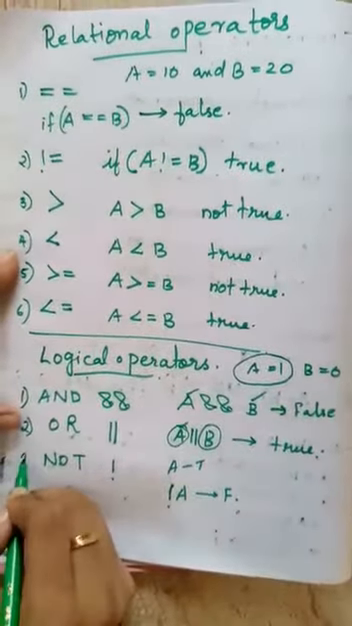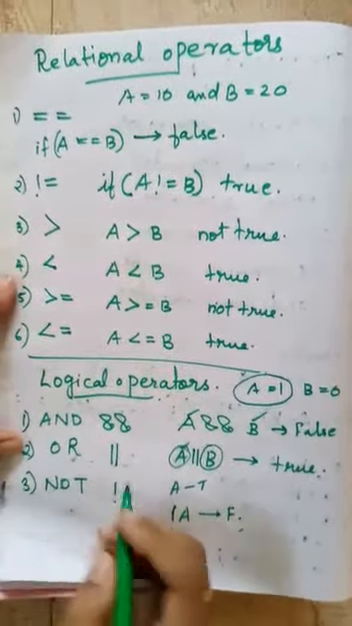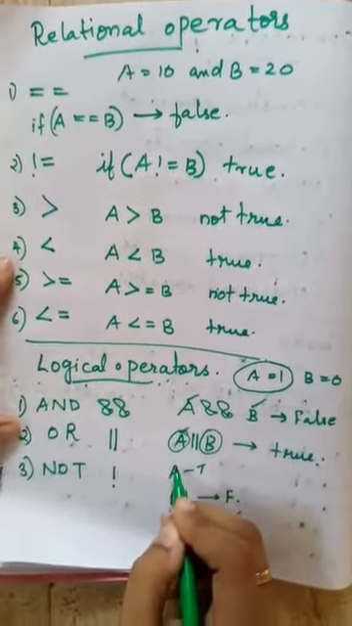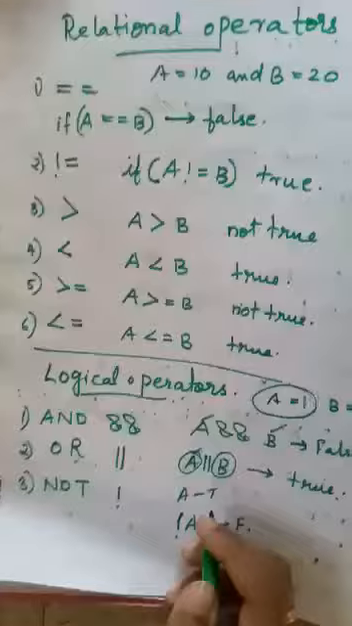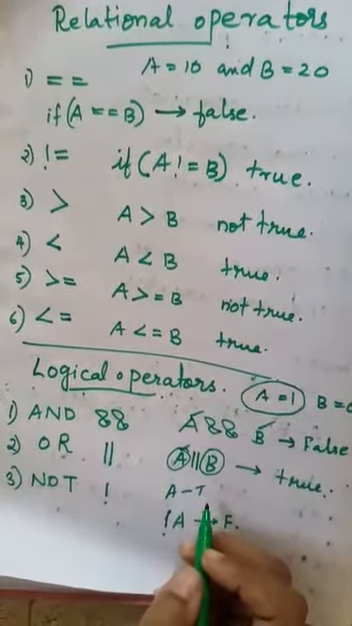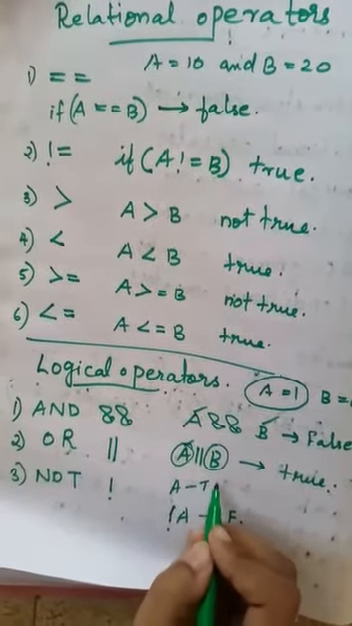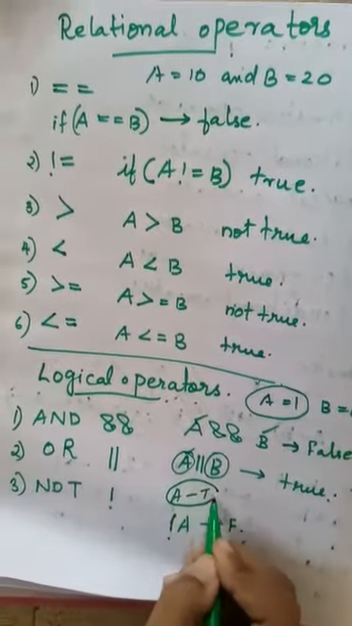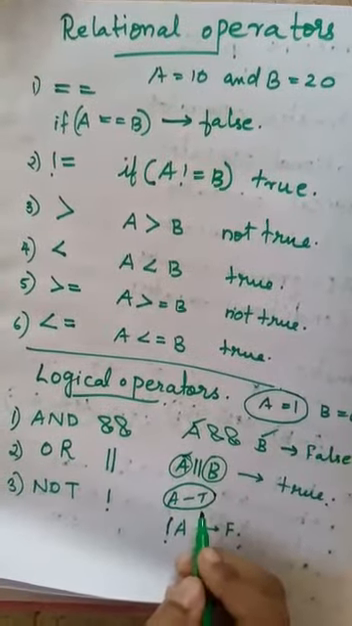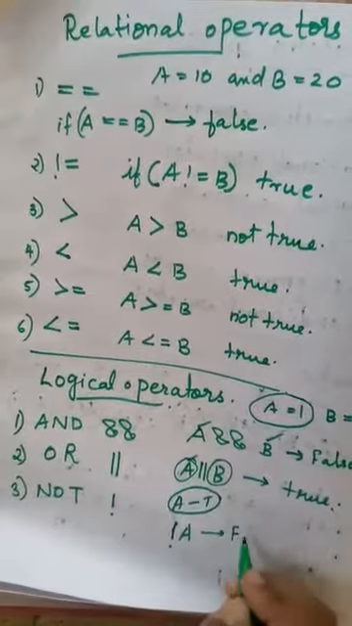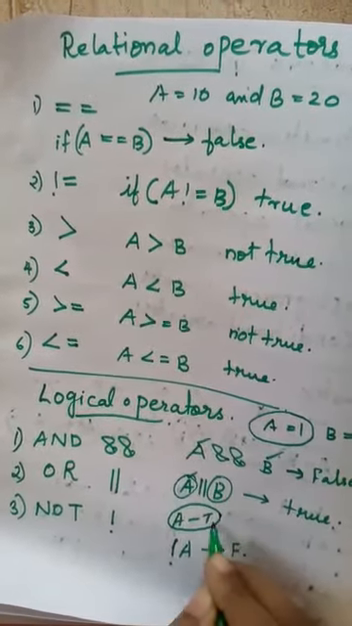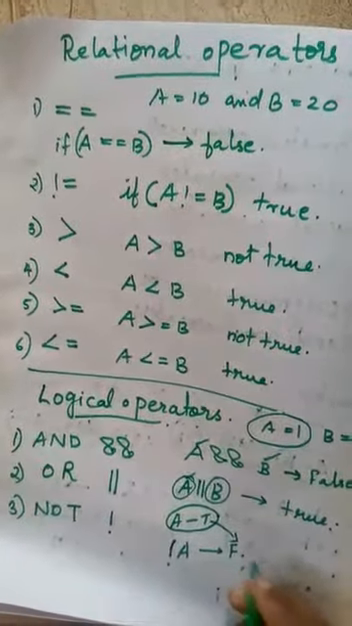Then the third one is the NOT operator, logical NOT, which is represented like this. It is used to reverse the logical state of the operand. Suppose the logical state of A is true, that is A is 1, it will reverse its state to false when NOT A is given. If NOT A is given, it changes its state from true to false.